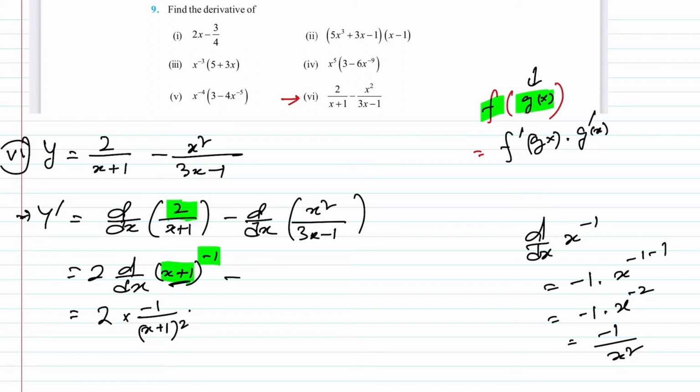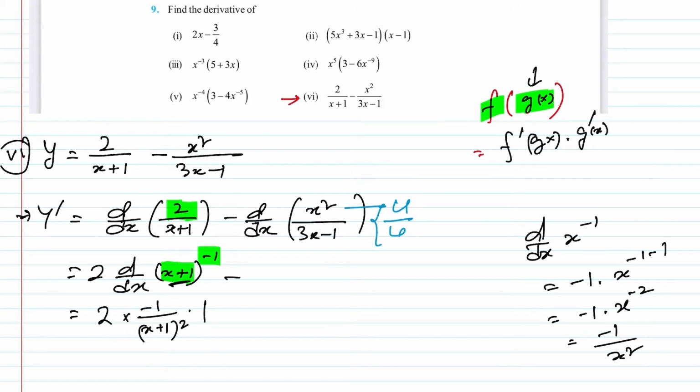Then as it is not x, it is x plus 1, then again you need to find the derivative of this x plus 1. Derivative of x plus 1 is nothing but 1. Derivative of x is 1, derivative of 1 is 0. So 1 plus 0 is 1. So that's why you can write here 1 only. And in this case we are going to apply the u by v rule.